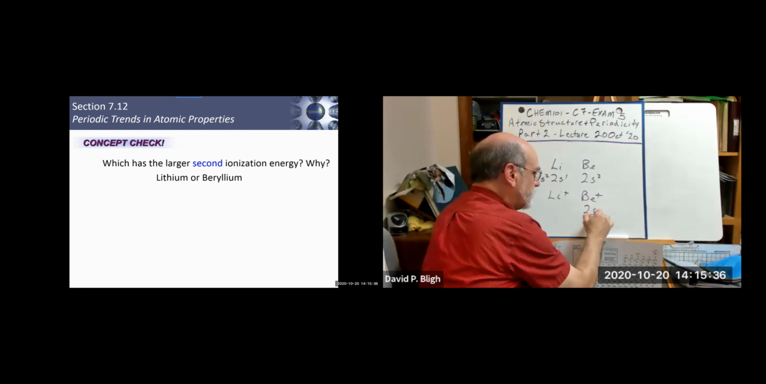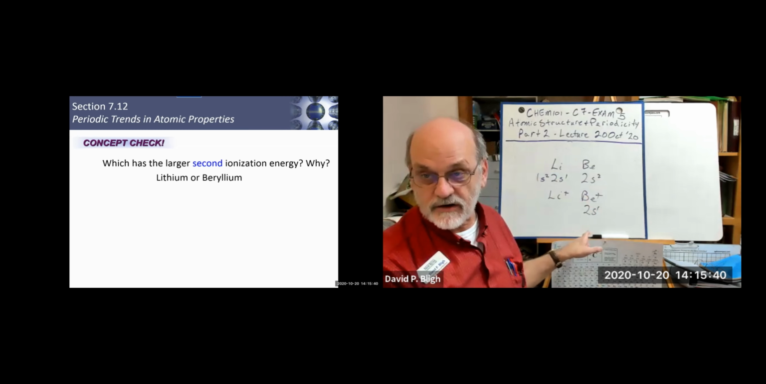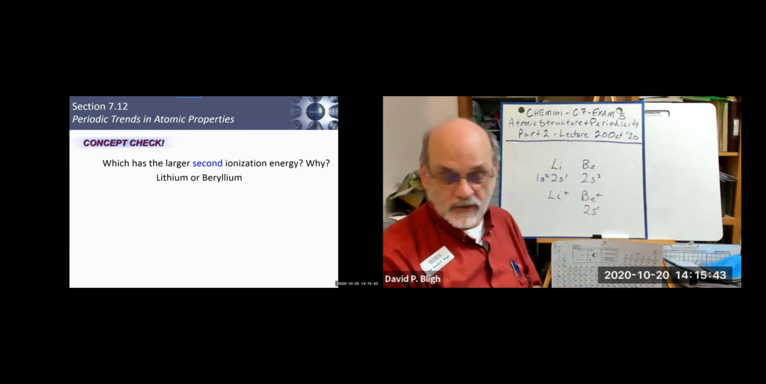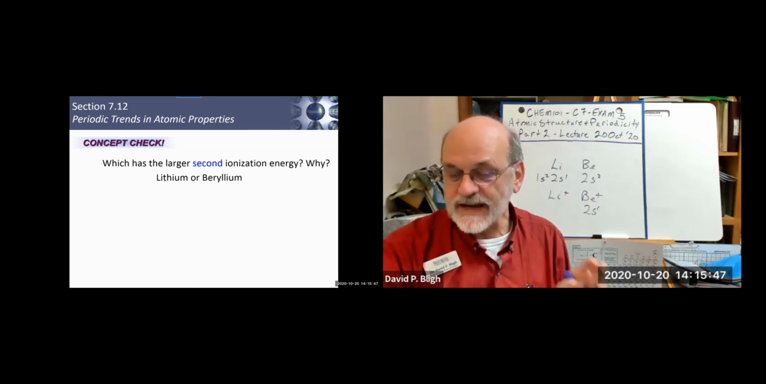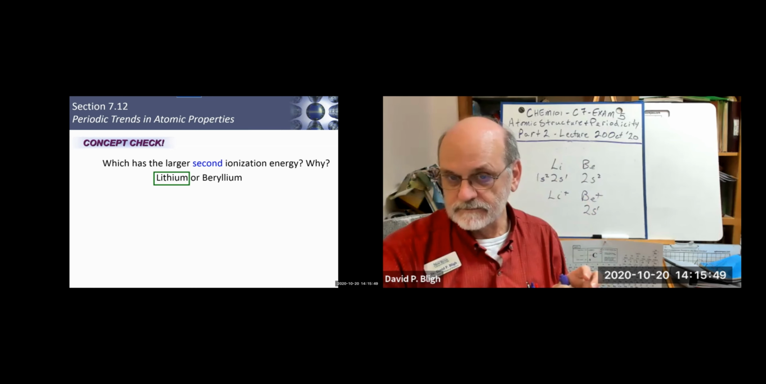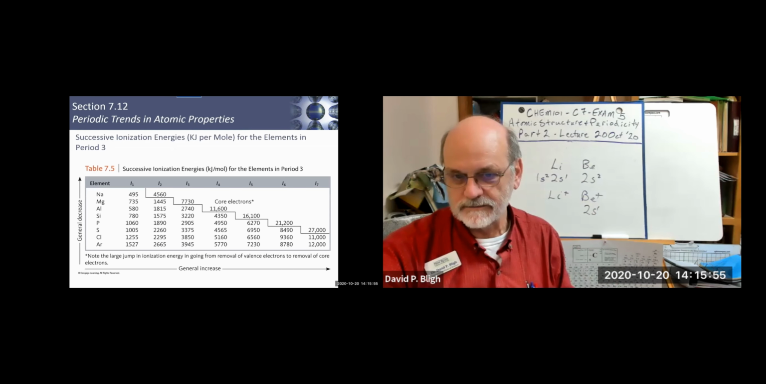Whereas beryllium is still, it's got another s electron. So it takes less energy to remove that second one. So in this case, lithium should have the larger second ionization energy, because with lithium, the second electron is digging into the core electrons.